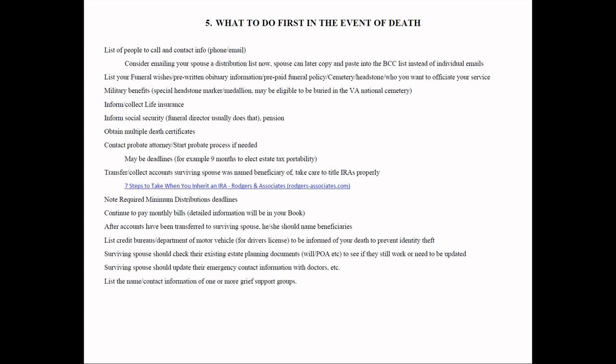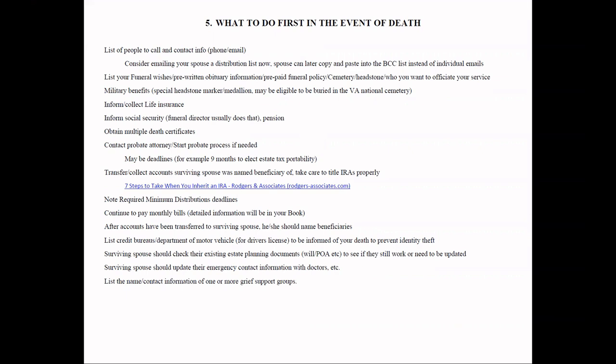So one of the things you probably want to do right away is inform and collect on the life insurance, because that's usually pretty quick. From what I hear, you can get that pretty quickly, assuming, of course, you're going to document later who all the beneficiaries are and what the name of the company is and that kind of thing. Inform Social Security, of course; the funeral director would do that. If there's any pension, you want to inform them.